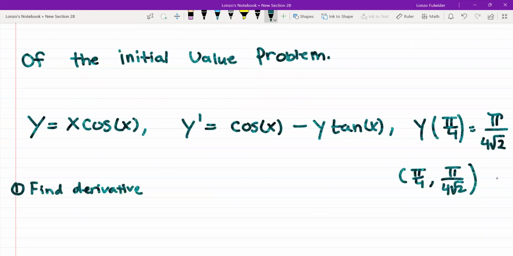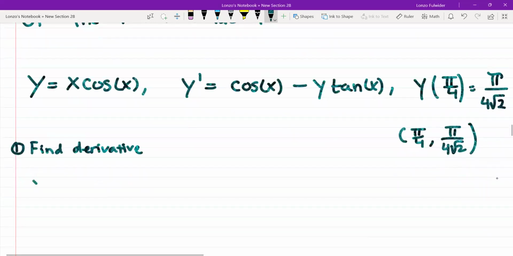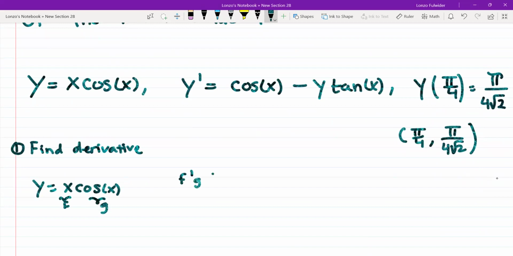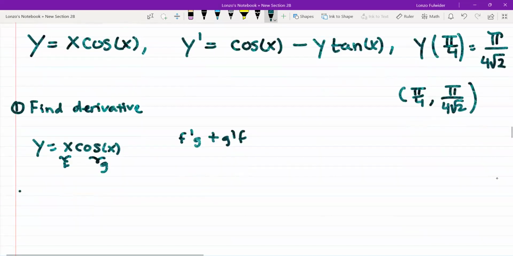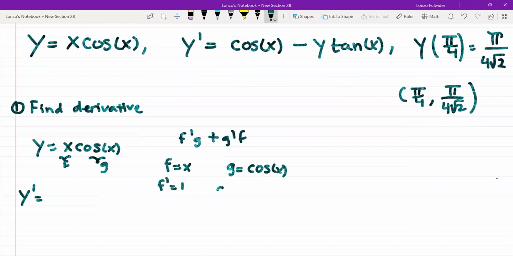So we have y equals x cosine of x. So how do we find the derivative of that? We have to apply the product rule. So this is your f, this is your g. The product rule is f prime of g plus g prime of f, right? So it's going to be y prime, f prime. So my f is x, and my g is cosine of x. So f prime is 1, g prime is negative sine of x.